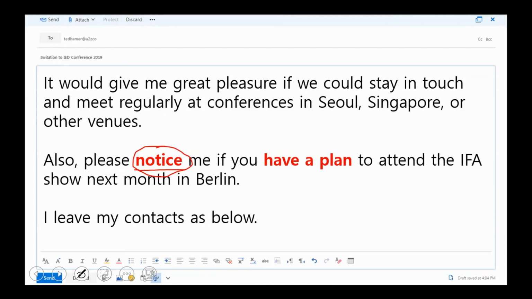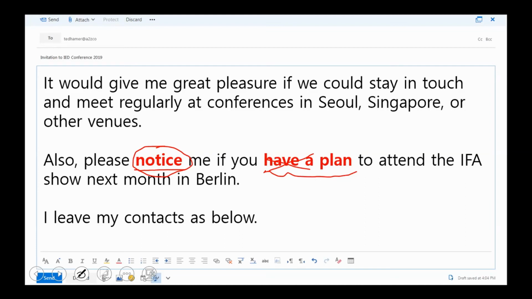Now the second one, "have a plan," it's not technically incorrect, it's fine in English, but it does sound odd or awkward to a native speaker. We don't usually say, "Do you have a plan to attend the IFA show?" Normally we would use it this way. We would say, "Do you plan to?" So not "have a plan." "If you plan to attend the IFA show," or "if you have plans to attend."